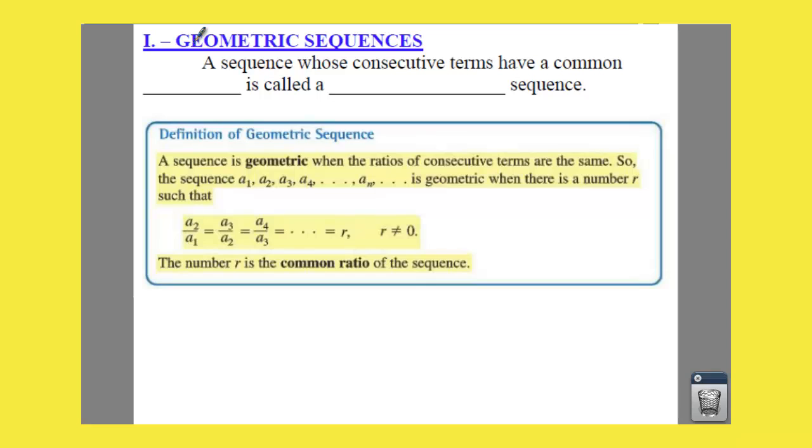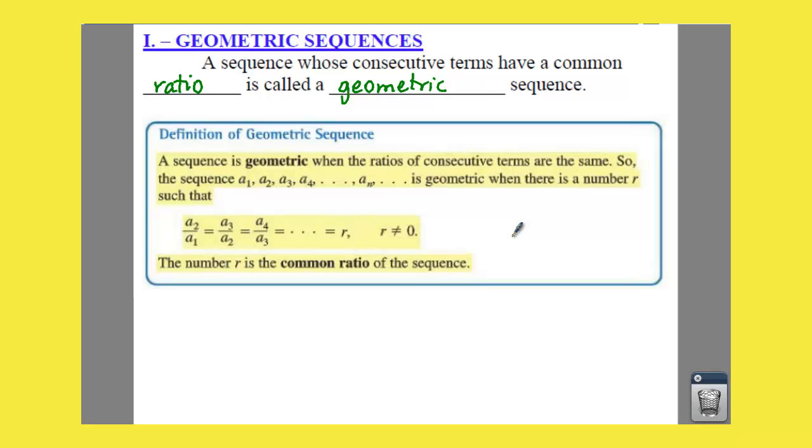So thinking back to what a geometric sequence was, well, this is a time where you have consecutive terms that have a common ratio. And if you have a common ratio, this is different than a common difference that we had with arithmetic. This is what we call a geometric sequence.